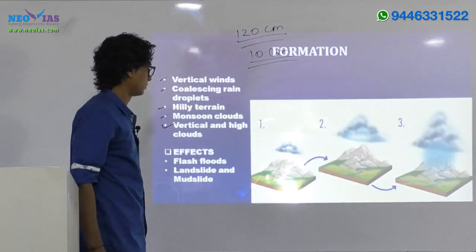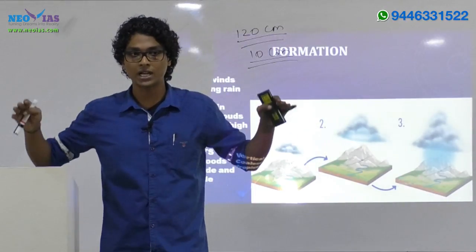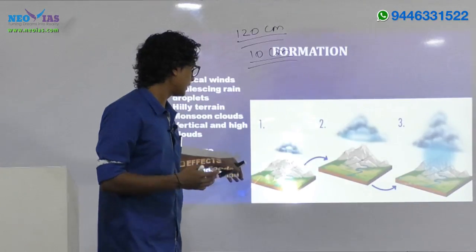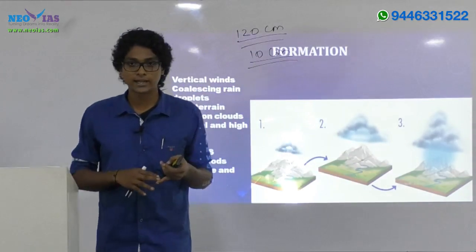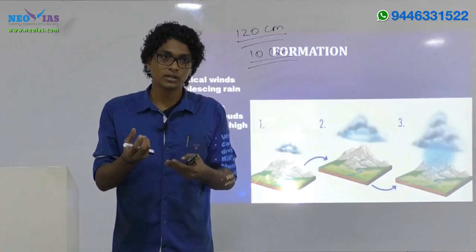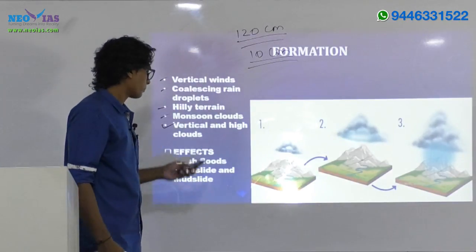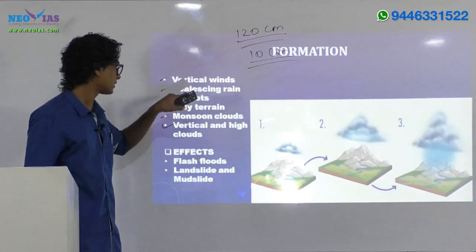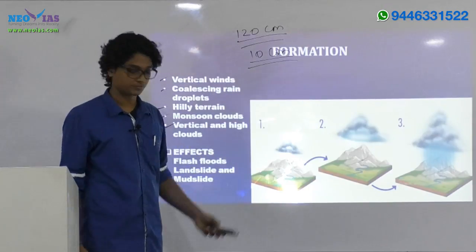Now the effects of cloudburst. For a short duration we have heavy rainfall, which will obviously result in flooding, right? Since it takes place more over hilly terrain, this can also result in landslides or mudslides, because the stiffness of the soil will be lost during cloudburst events. So these are the important things you should remember regarding the formation of cloudburst: vertical winds, coalescing rain droplets, hilly terrain, then monsoon clouds, and vertical and high clouds.